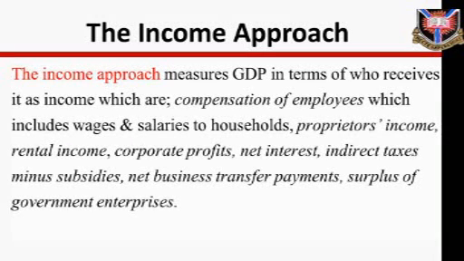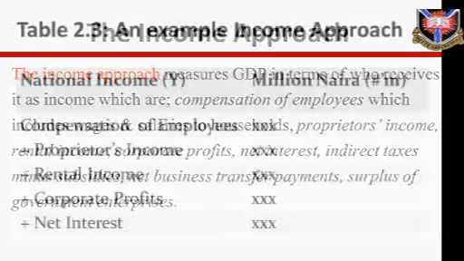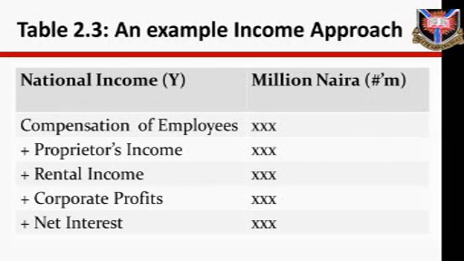Income approach. The income approach to the calculation of GDP measures GDP in terms of who receives it as income. According to this approach, national income is the sum of 8 income items, which are: 1. Compensation of employees. This is the largest of the 8 items and includes the wages and salaries paid to households by firms and by the government, as well as the various supplements to wages and salaries, such as contributions that employers make to pension funds and social insurance.